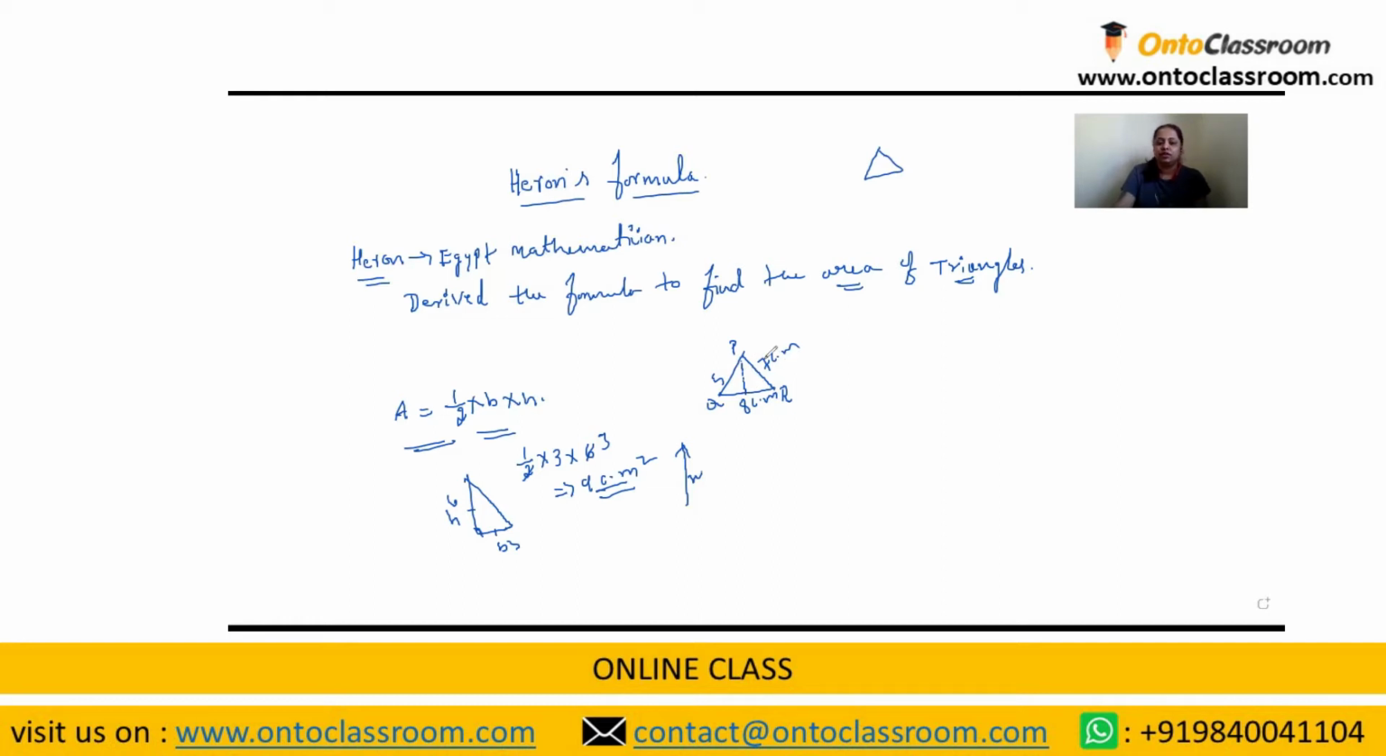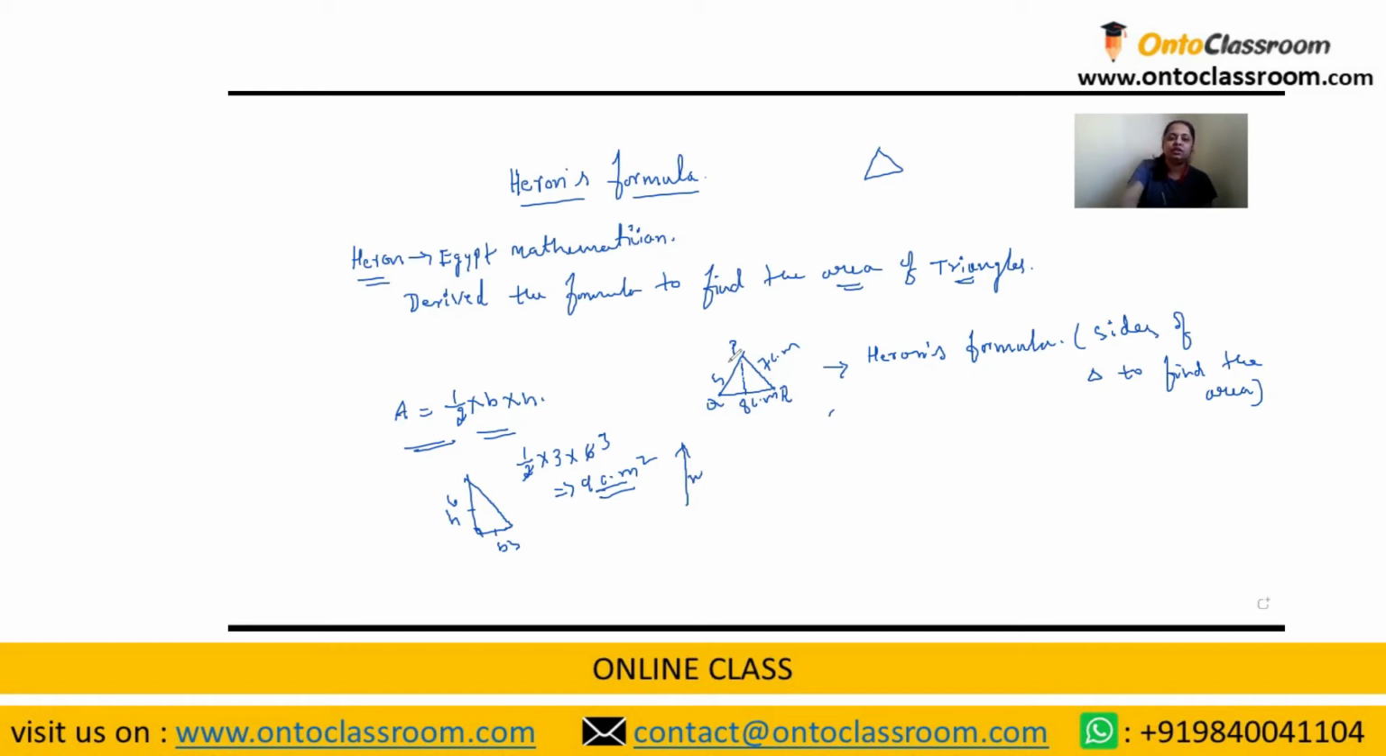Okay, for these types of triangles, if we use Heron's formula, we can easily find the area of the triangle. Here Heron used the sides of the triangle to find the area. Okay, how he used the sides of the triangle to find the area, that we will learn now.